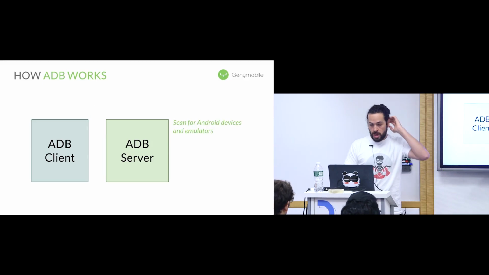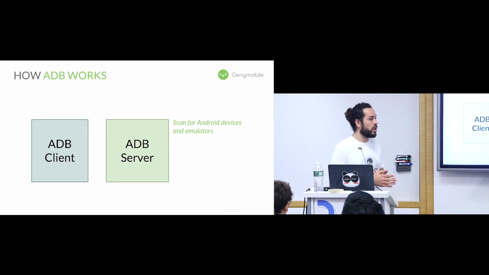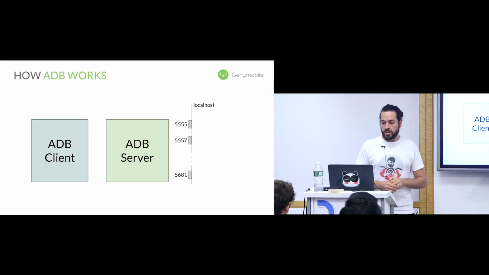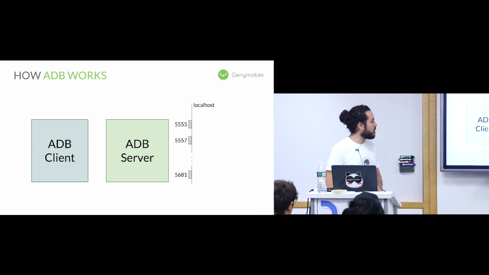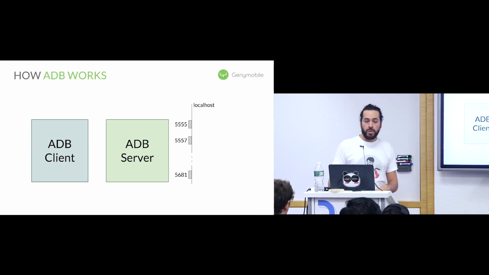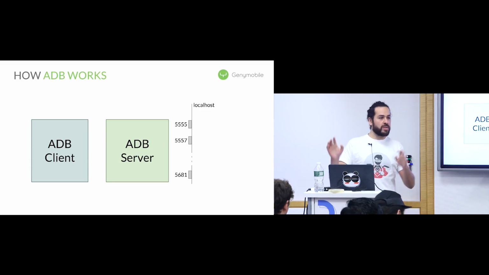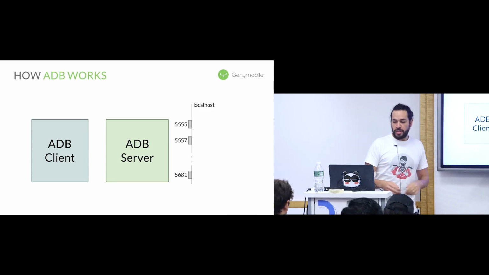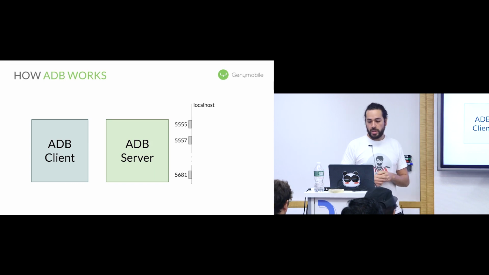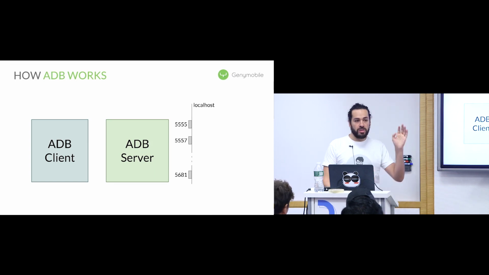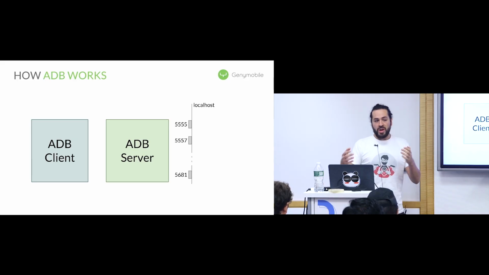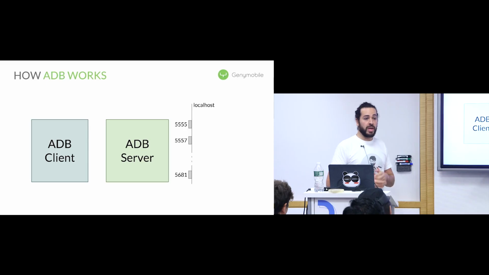the ADB server will also scan for Android devices and emulators, physical devices and emulators. For the emulators, it will scan on localhost on the ports from 5555 to 5681. Never mind, you have a range of ports, and it will check odd-numbered ones. It's because when you have an emulator, you have, for example, port 5555 that is open for ADB, and the one just before, 5554, is for another.